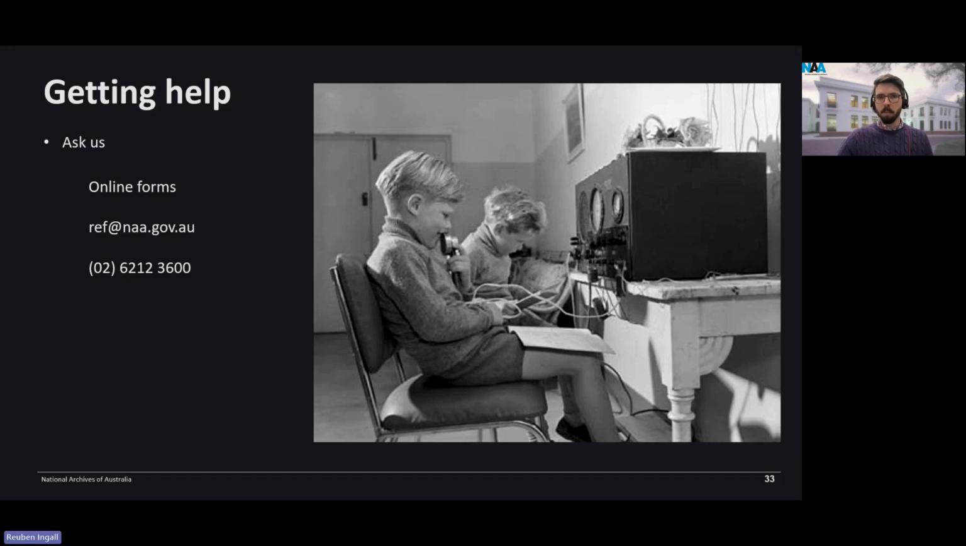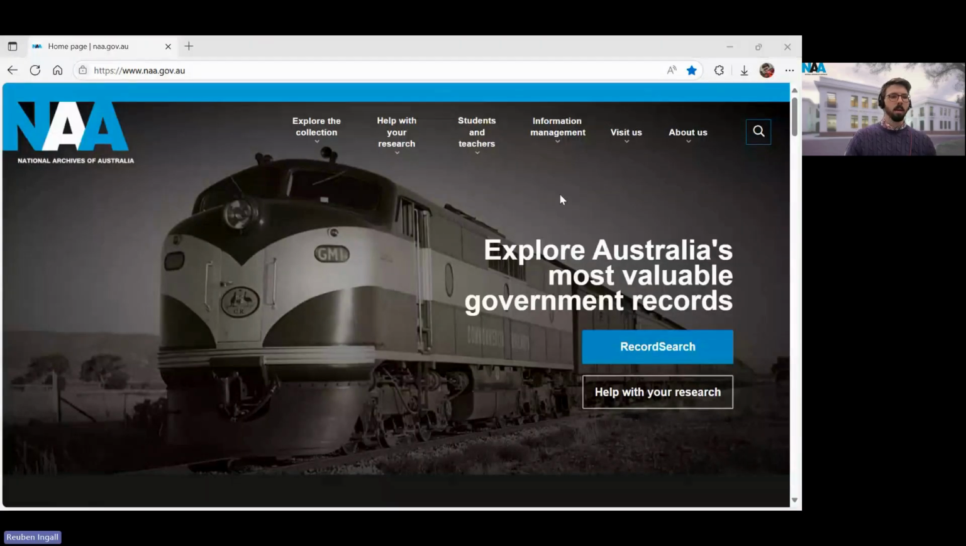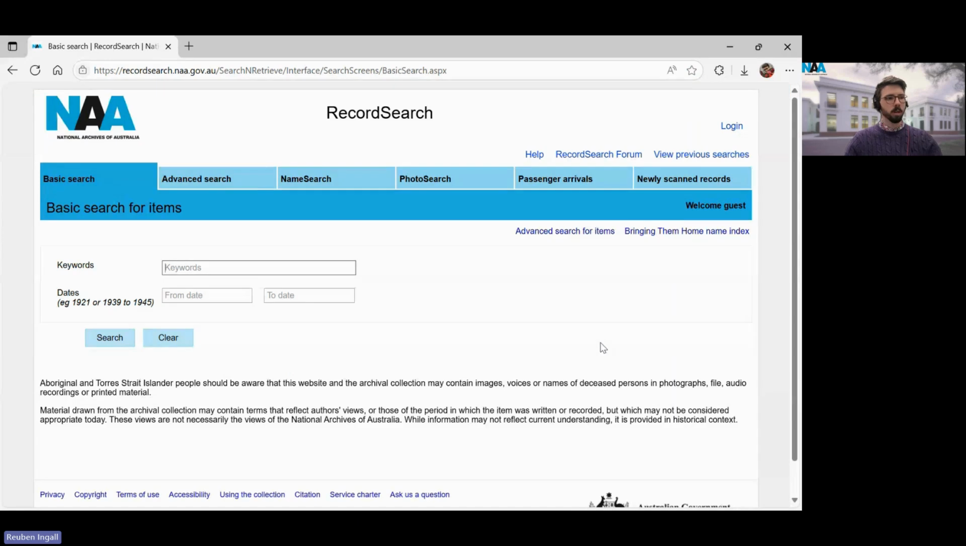So let me jump right over to the homepage of the National Archives, on which you can see a link right here to Record Search. We land here at the basic search, which searches the titles and records at the item level, and you can refine by a date range. So let's just test it by looking up that soldier that Amanda talked about.